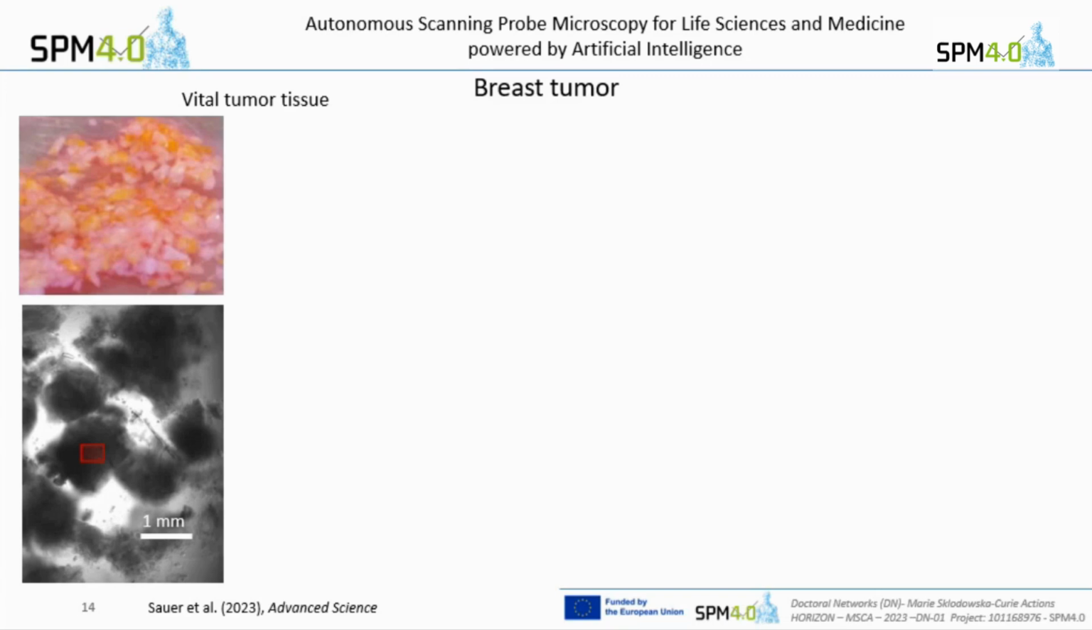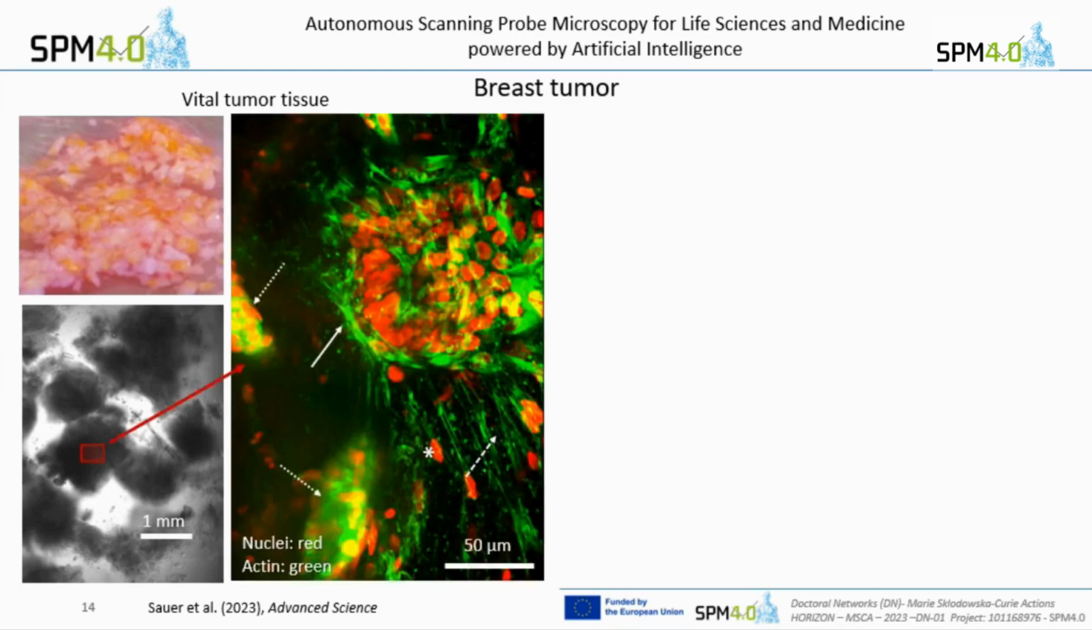So you can see here in the zoomed out image. And you can also do staining and confocal microscopy on these still living samples. And they look something like this. Here we only see the nuclei and the actin structure. We have a cluster of tumor cells, and there we have some elongated cells that look like they are located in the stroma, in the ECM around it.